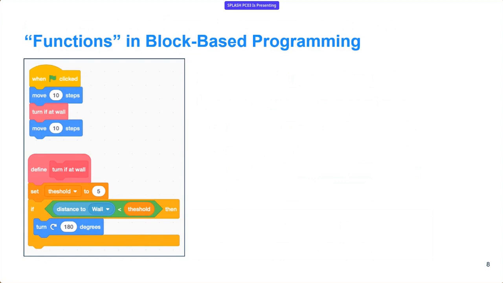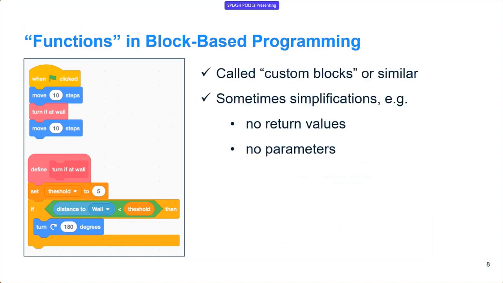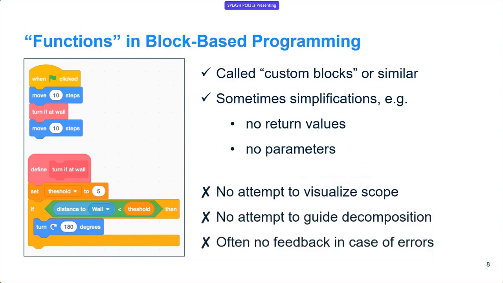Let's stick with Scratch, since it's the most popular language. It has support for functions, called custom blocks, which is just a renaming of the feature to make it slightly more intuitive for non-programmers. And you typically have some simplifications, like maybe you don't have return values; some languages support them, but not all of them. Some support parameters, some don't. But everything up to that point, any other language could have done as well. Some things that blocks could inherently be helpful with are not actually done by them.